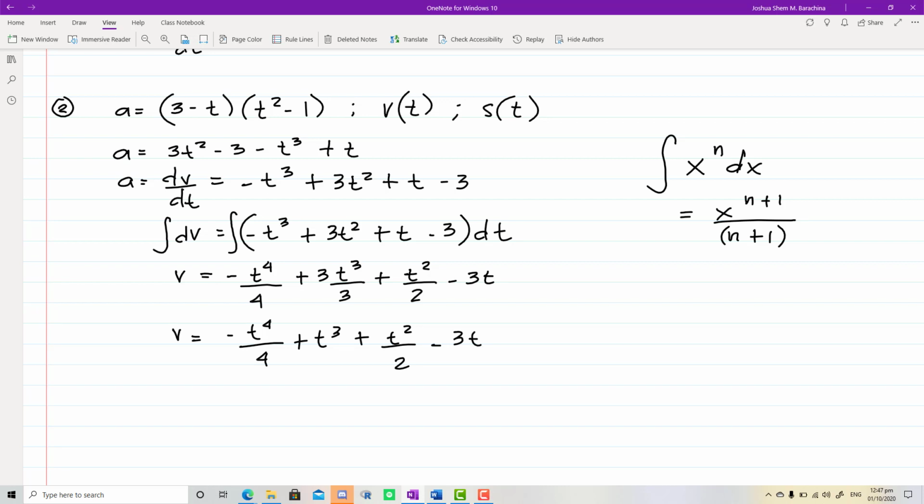And again, your velocity is equal to derivative of position with respect to time. Applying the same process, you will arrive with ds is equal to negative 1/4 t raised to 4 plus t raised to 3 plus 1/2 t raised to 2 minus 3t. Multiply this by dt.